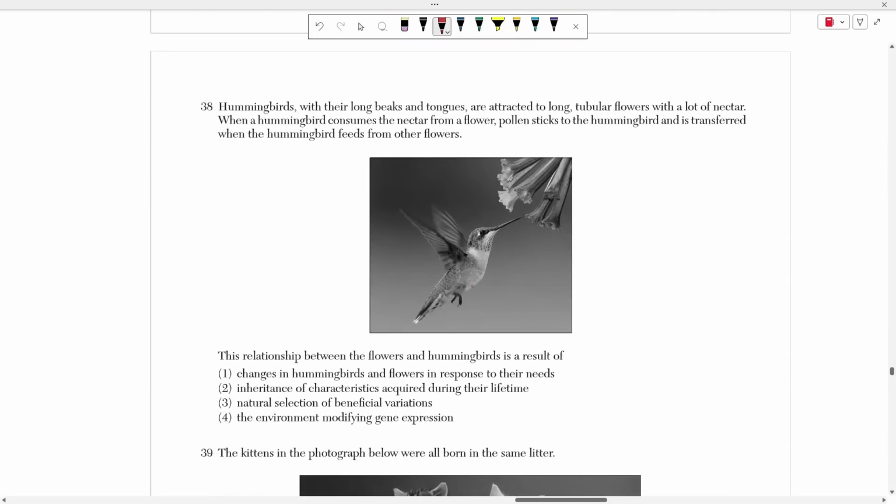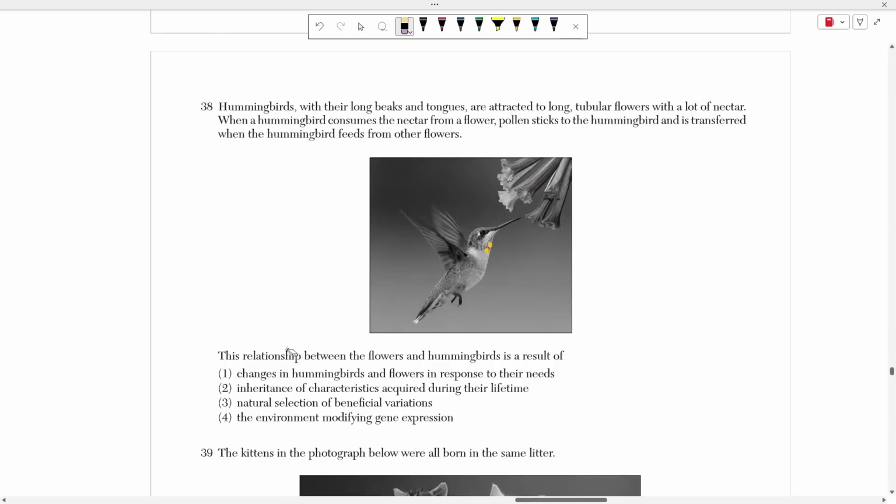38 says hummingbirds with their long beaks and tongues are attracted to long tubular flowers with a lot of nectar. When a hummingbird consumes the nectar from the flower, pollen sticks to the hummingbird and is transferred when the hummingbird feeds from other flowers. So when this guy feeds, there's going to be some sort of pollen that sticks to his fur, and then that pollen is going to be transferred to this flower, and then this flower's pollen is going to be transferred onto this hummingbird's beak, and then that's pretty much how it's going to pollinate other flowers.